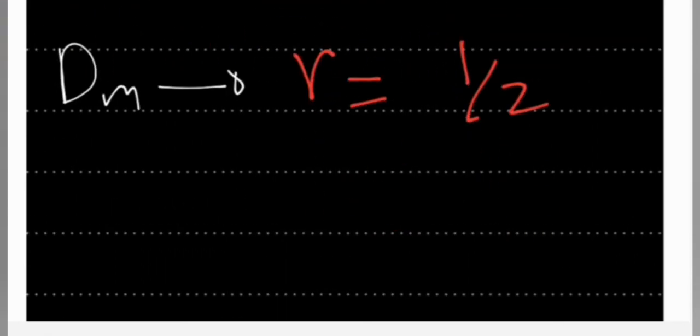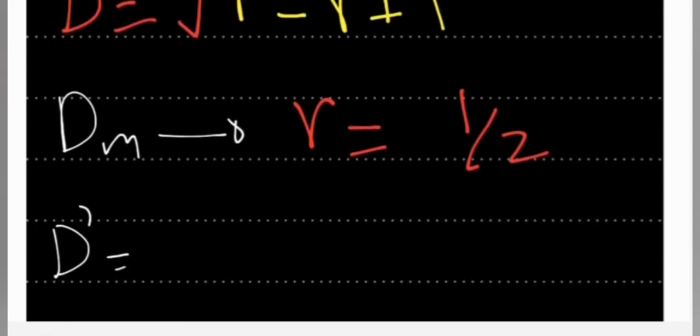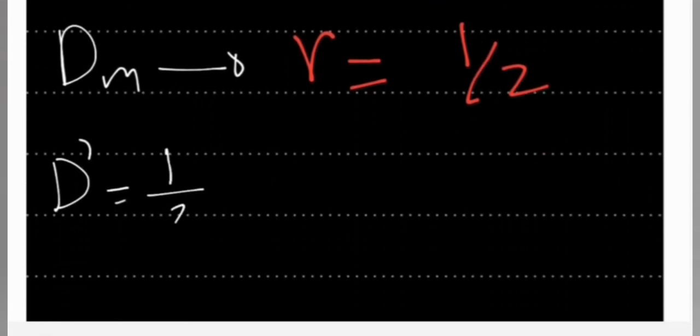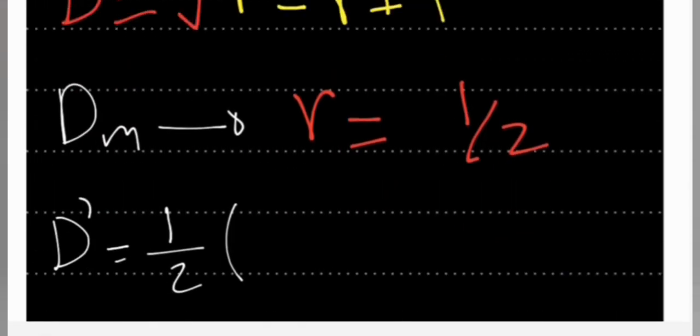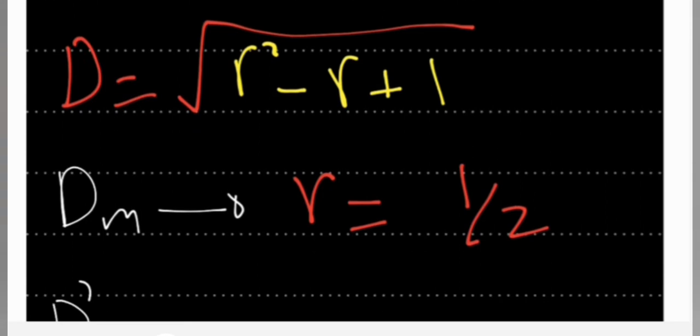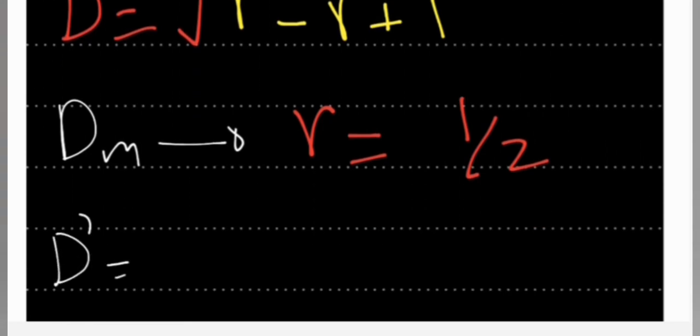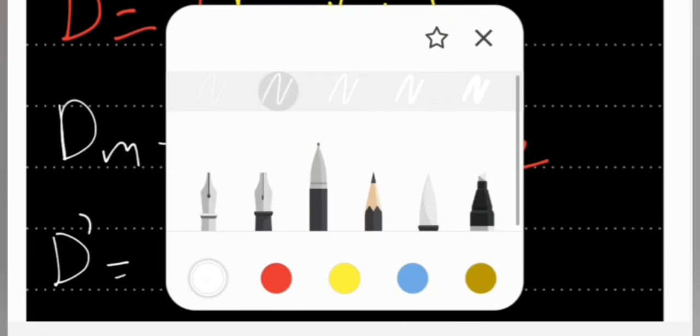So what is the derivative? Okay, the derivative. So it will be half multiplied by the yellow part, right? The yellow part, which is r squared minus r plus 1 to the minus half, right? Like, what am I doing over here? Look, I'm going to call the yellow part u, okay? So look, we are deriving u, okay?